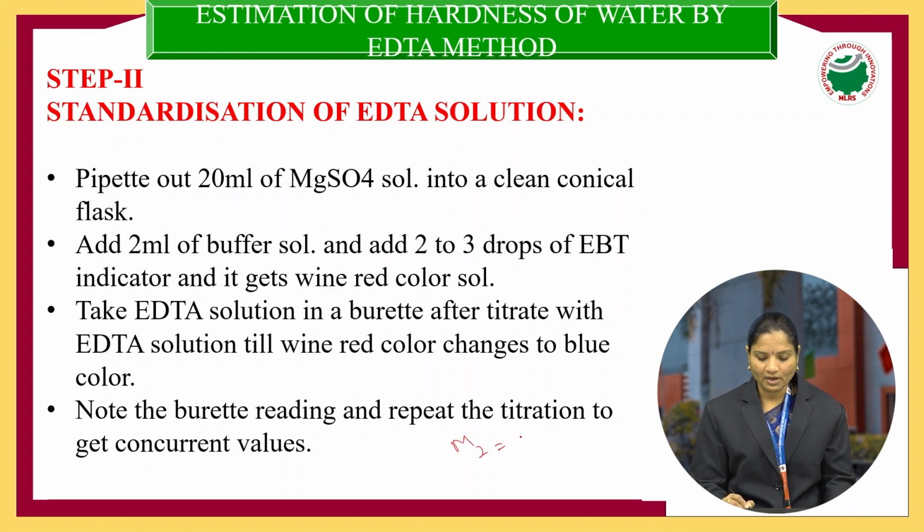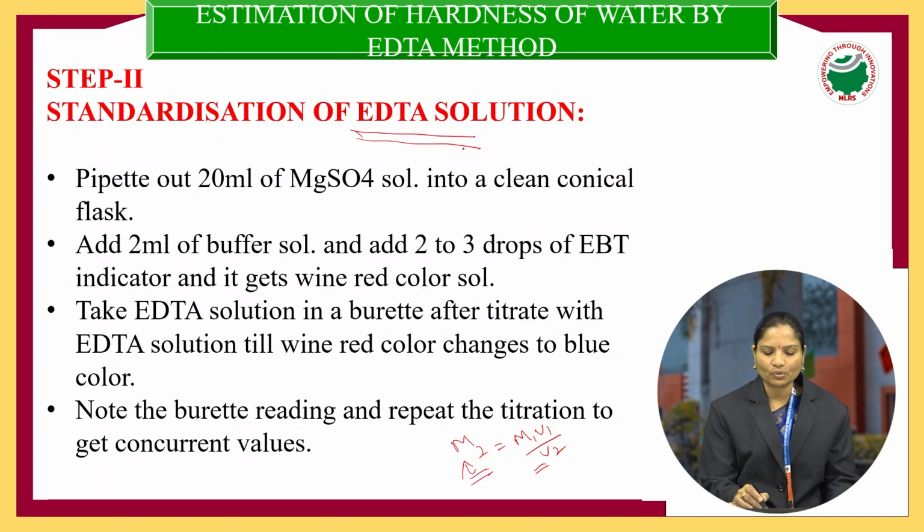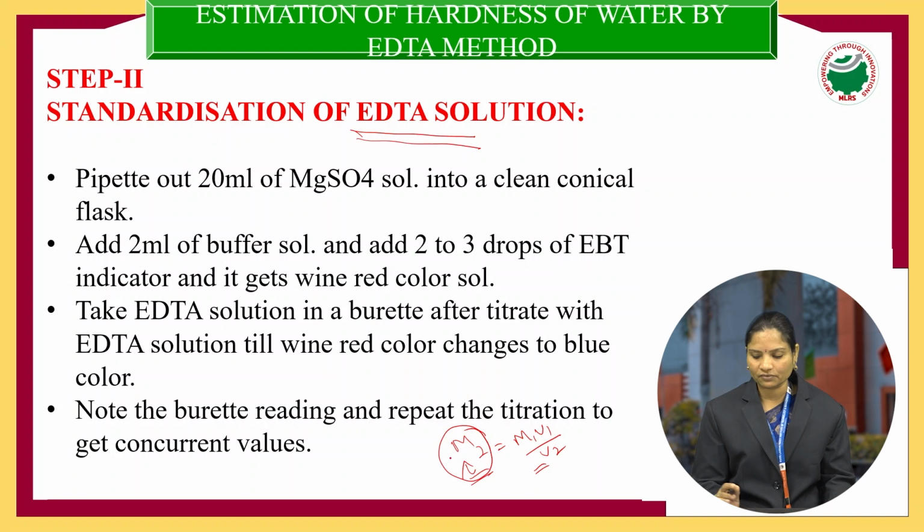So M2 is M1V1 by V2. From all these values, we substitute in this formula. Then we find out M2. What is M2? M2 is equal to the molarity of EDTA. So this is our important step. Why? Because from this EDTA molarity only, we find out the total hardness and also the temporary and permanent hardness, in steps 3 and 4. Okay, so EDTA molarity M2 is equal to the molarity of EDTA.